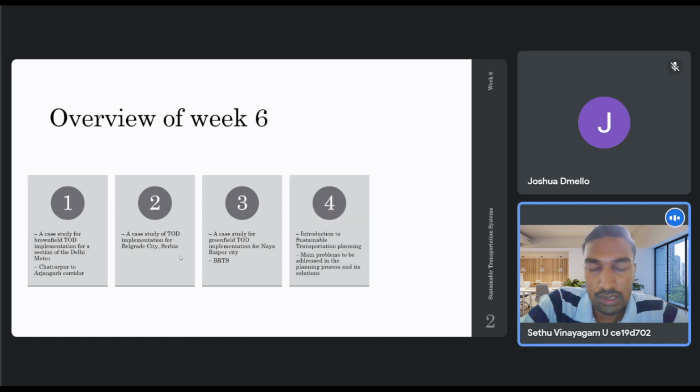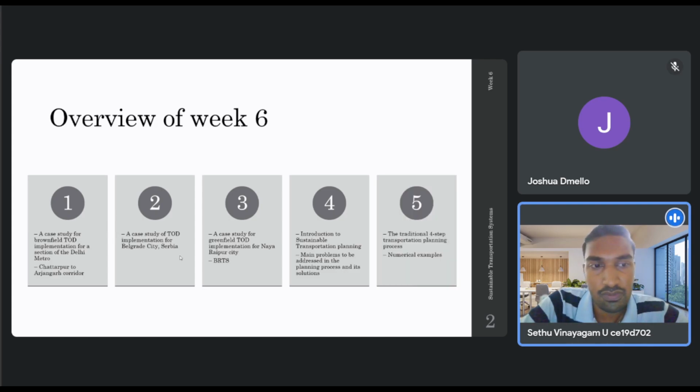In the fourth lecture, we were introduced to the sustainable transportation planning aspects. What are the problems that we look to address with the planning process, and what are some of the key challenges that we encounter, and what are some of the solutions to those, such as parking issues, emissions, and so on? What solutions do we adopt to address these challenges? Those were discussed in lecture 4.